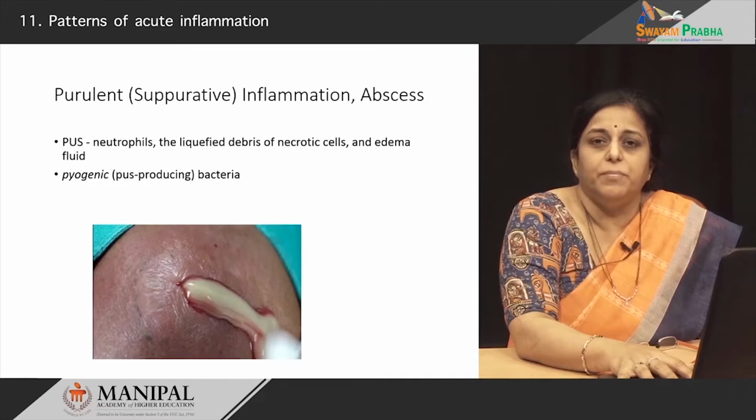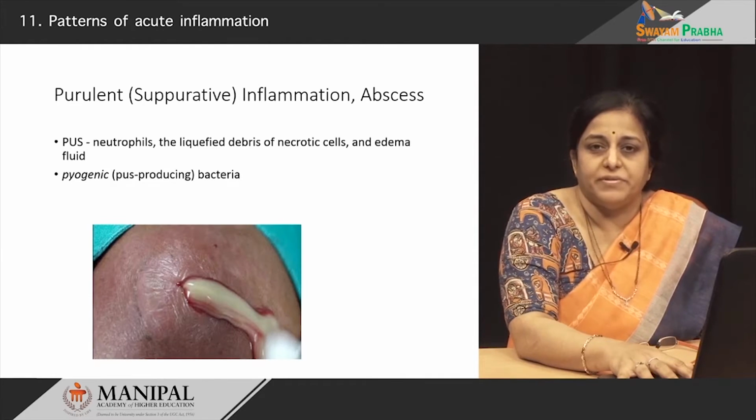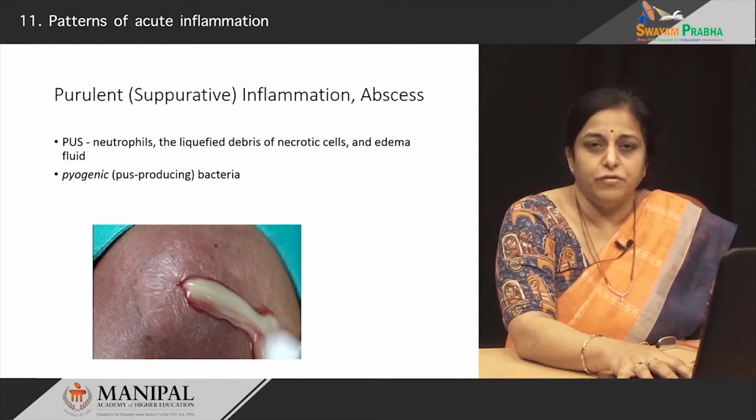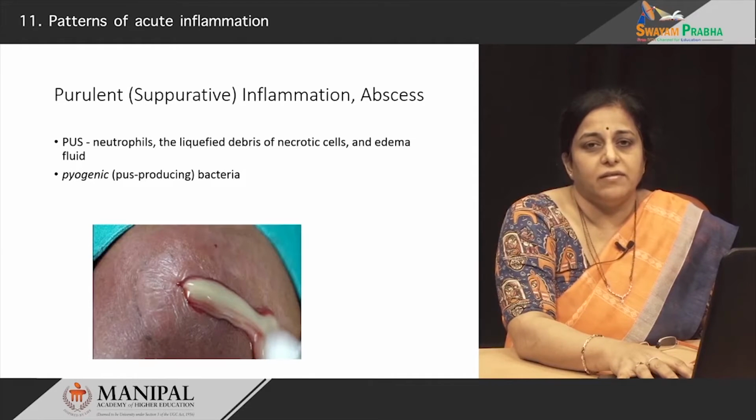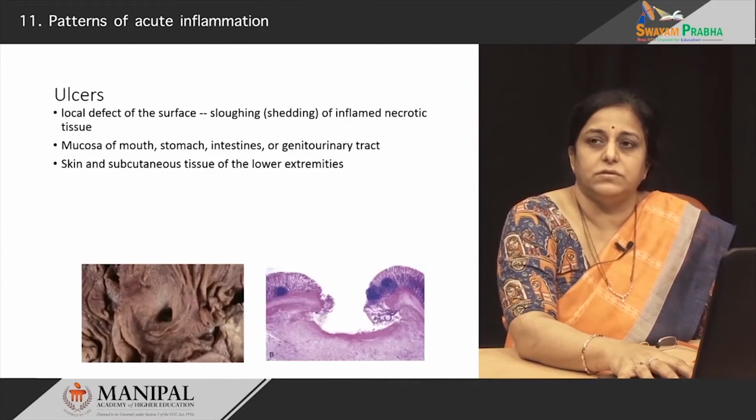The third type is purulent or suppurative inflammation, which we call an abscess. Here at the site of inflammation you have necrotic material along with a lot of neutrophils. This manifests as pus. So, pus is nothing but neutrophils, the liquefied debris of the necrotic cells, and the edema fluid, and this is classically seen in pus-forming bacterial infections.